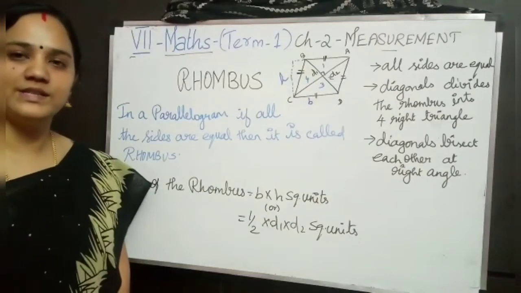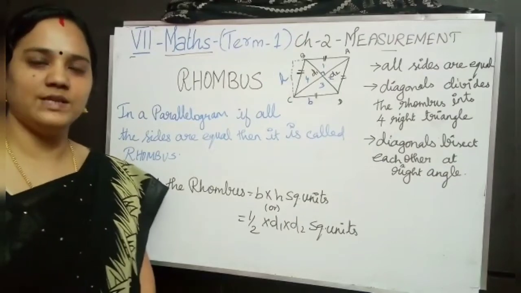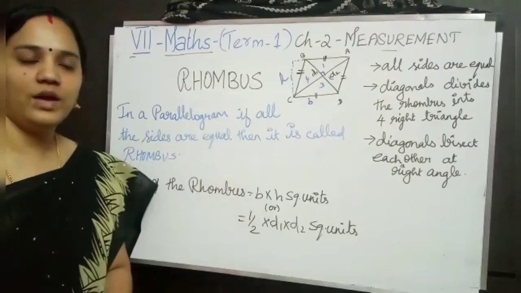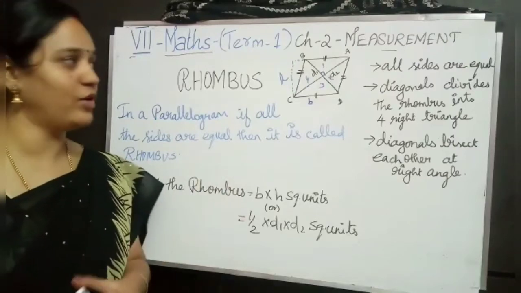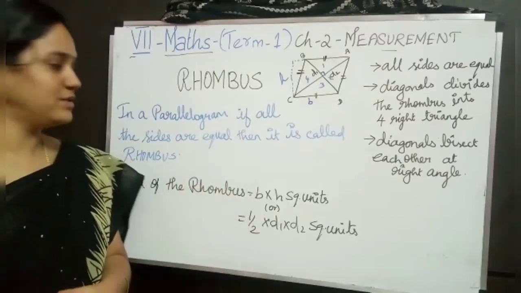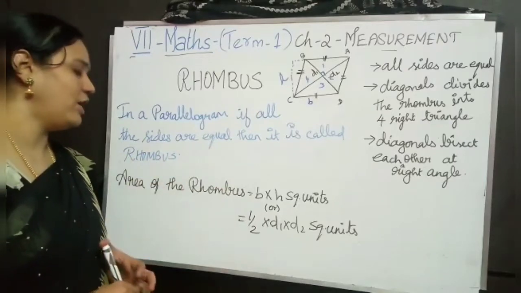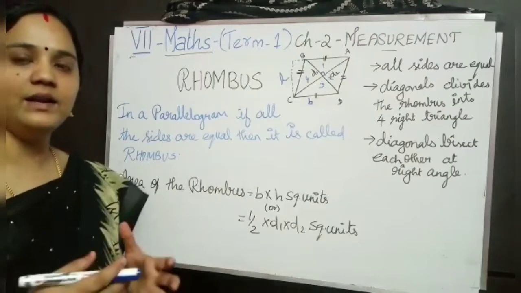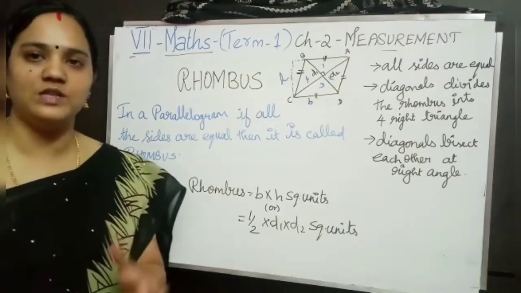Today we are going to discuss a new concept in chapter number 2, Measurement, that is the rhombus. A rhombus is a new shape, so we are going to learn about it. In a parallelogram, if all the sides are equal, then it is called a rhombus. We already learned about the parallelogram in my previous video.